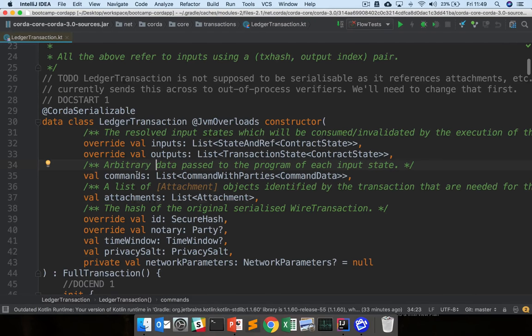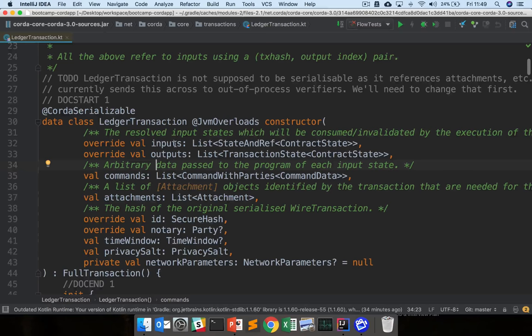As we'd expect, these are fields we'd expect to find in a transaction, as well as some other fields that we won't look at in this bootcamp, like attachments or time windows. And we also have here a reference to the notary who will notarize this transaction and the ID of the transaction. So that's used for uniquely identifying the outputs of the transaction. And we're really going to focus in on the inputs, the outputs, and the commands here.